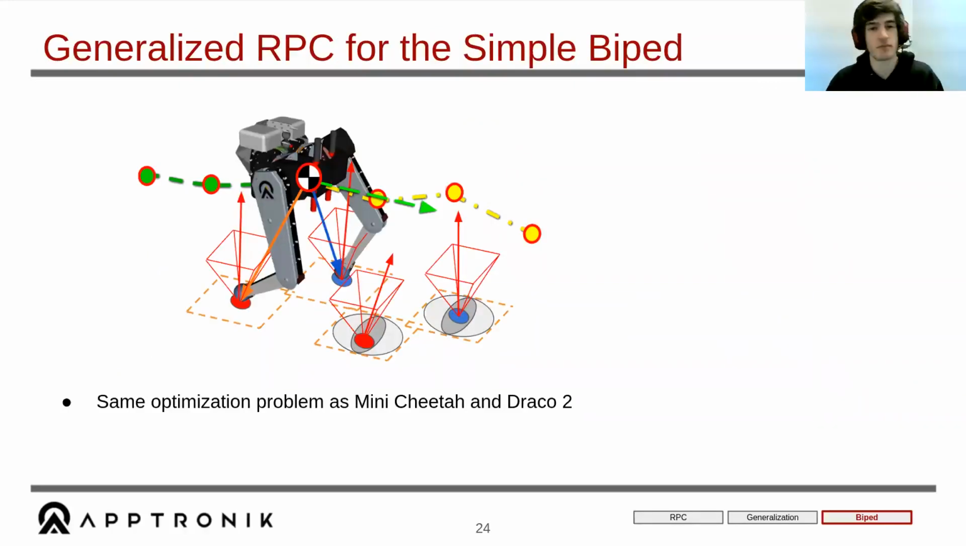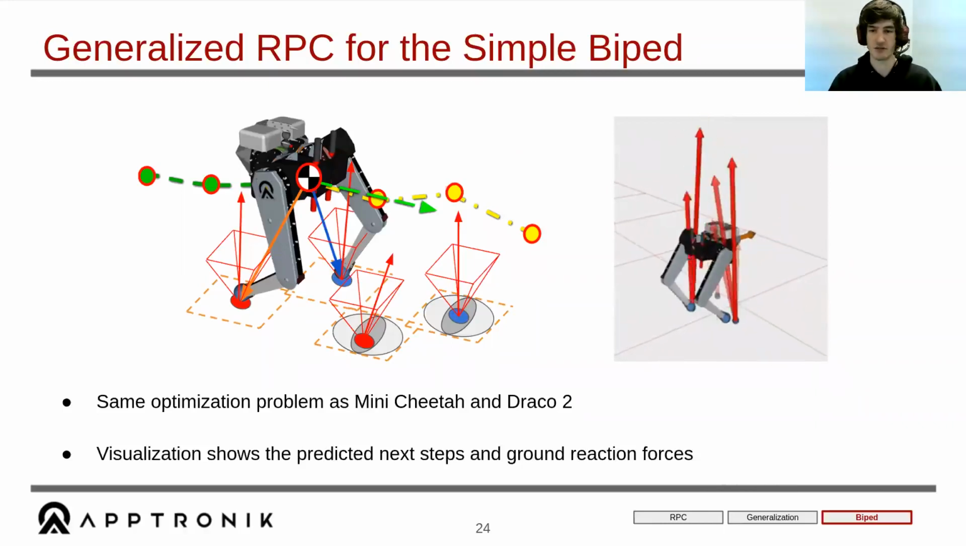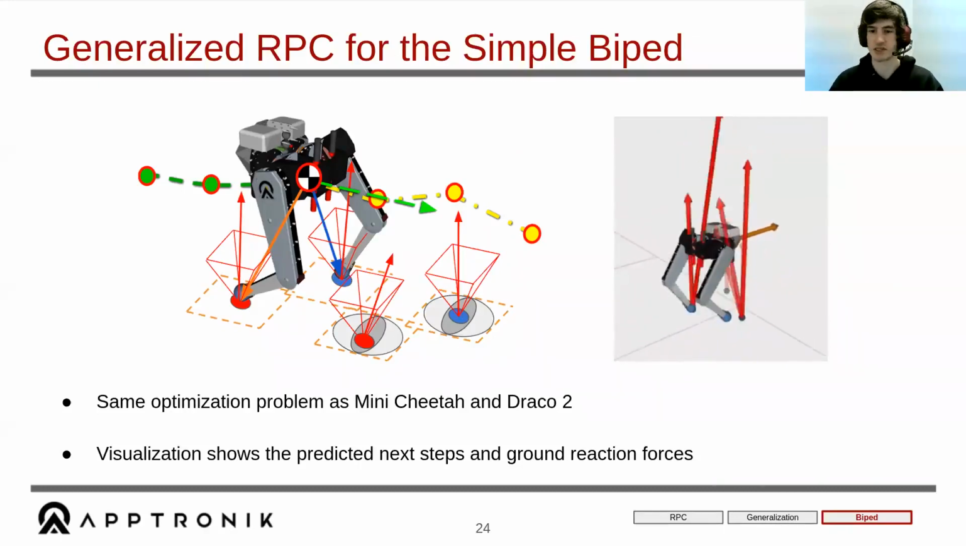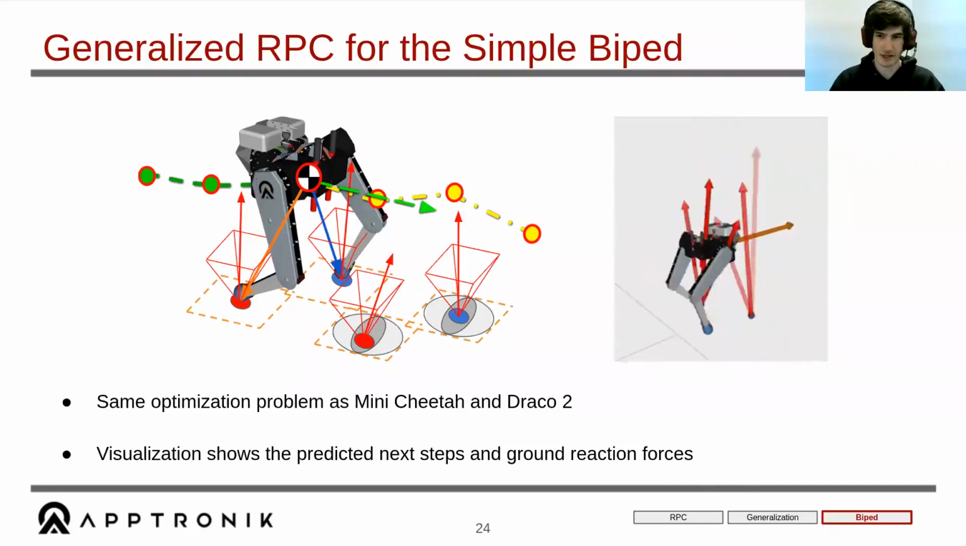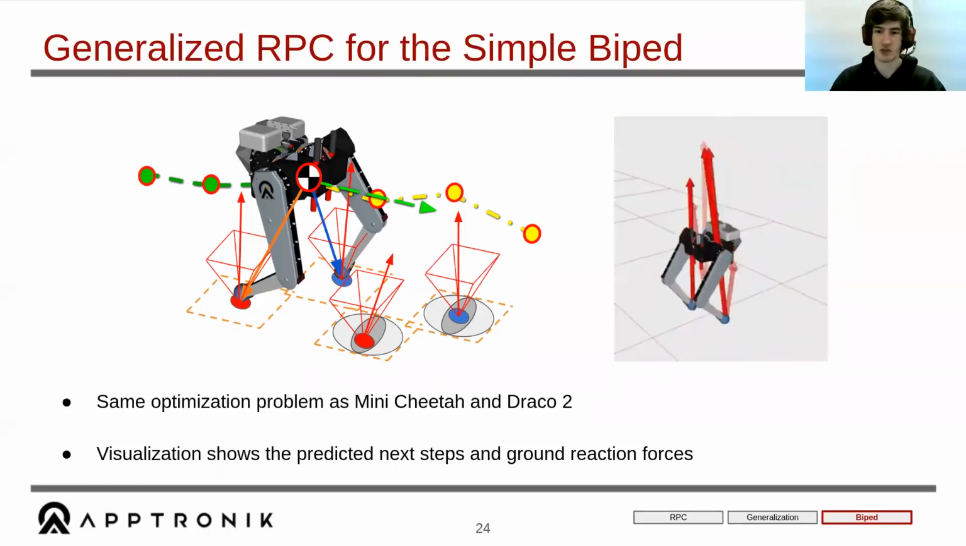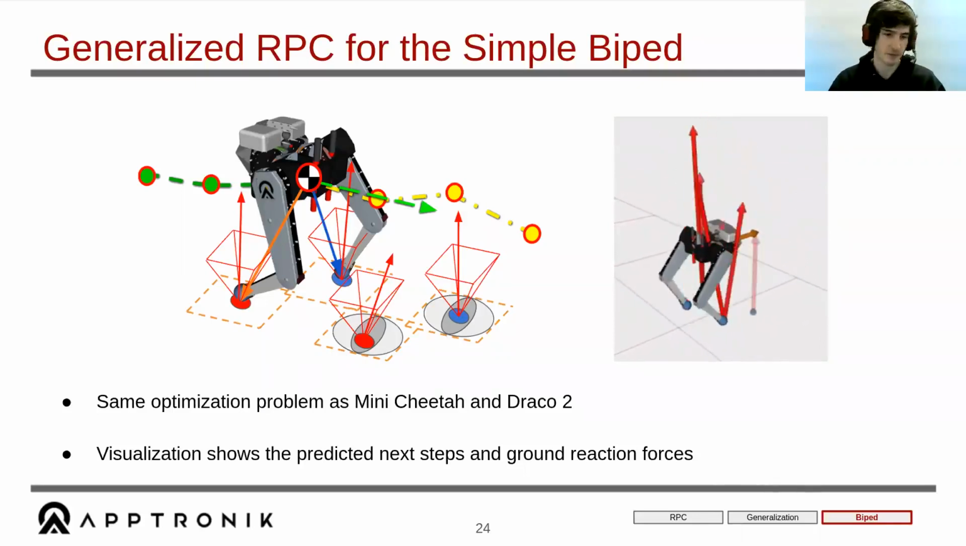And again, the same controller works exactly the same as on Mini Cheetah and Draco 2. And we can see this visualization of the point-foot biped walking forward. You can see the predictions of different steps as it moves forward. And it's pretty stable. And that was pretty quick to get working. Going from the Draco 2 biped to this other biped took about a day of work to make sure everything was working.